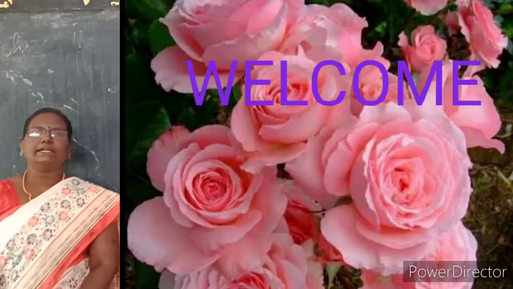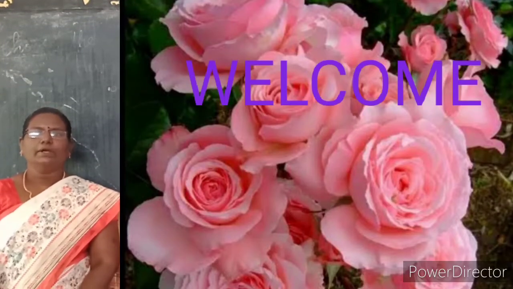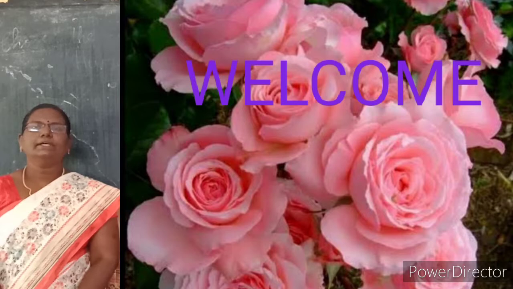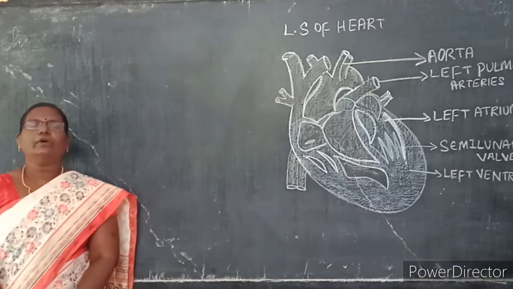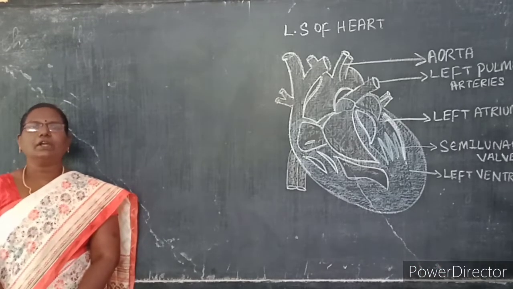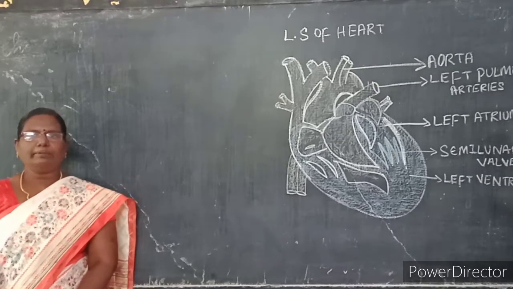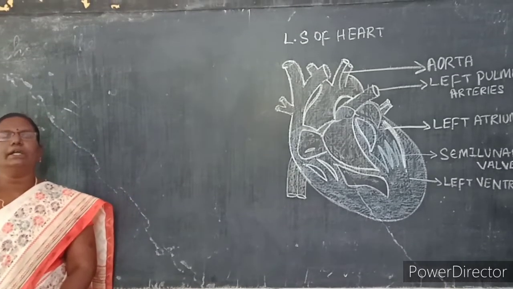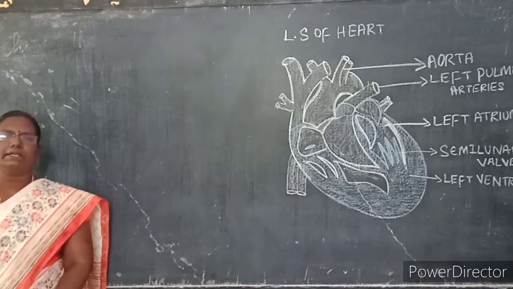Welcome to the 11th standard zoology class, unit 3, chapter 7. Today we are going to learn about the circulatory system. In detailed manner, we are going to learn about the structure of the human heart.